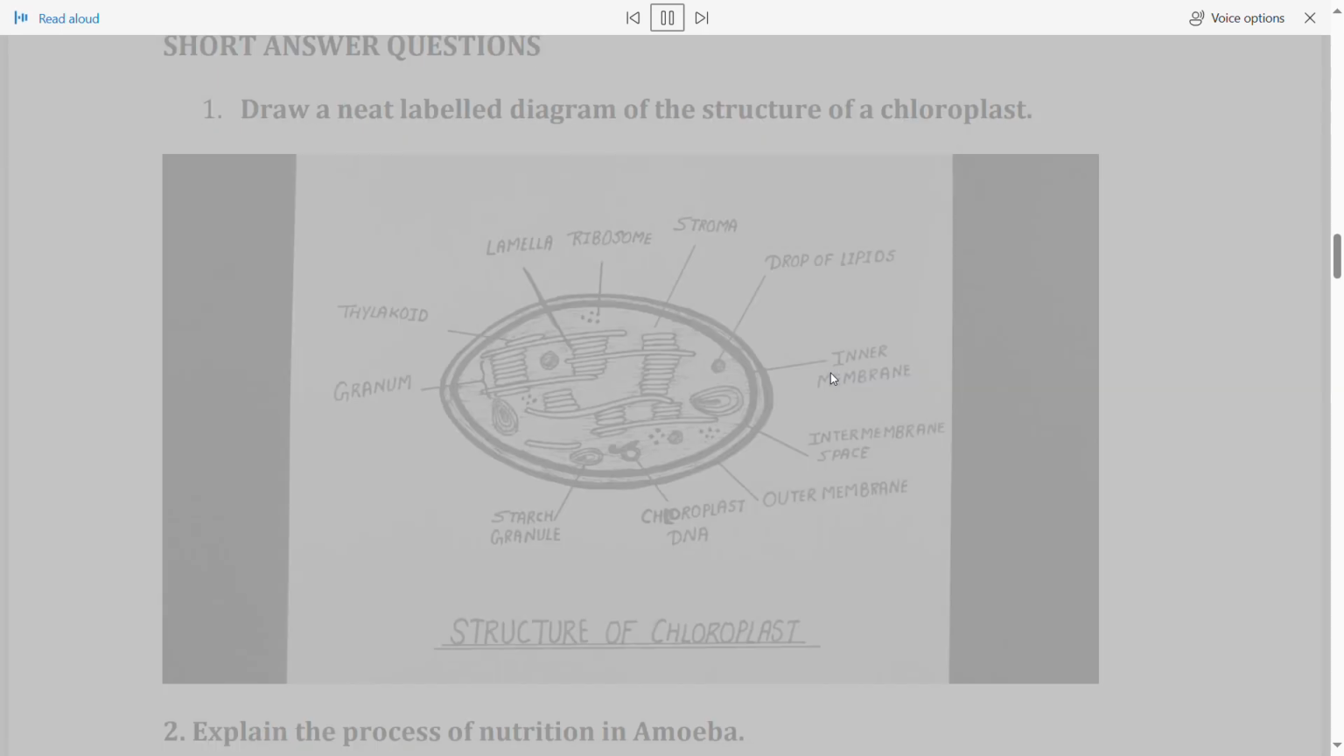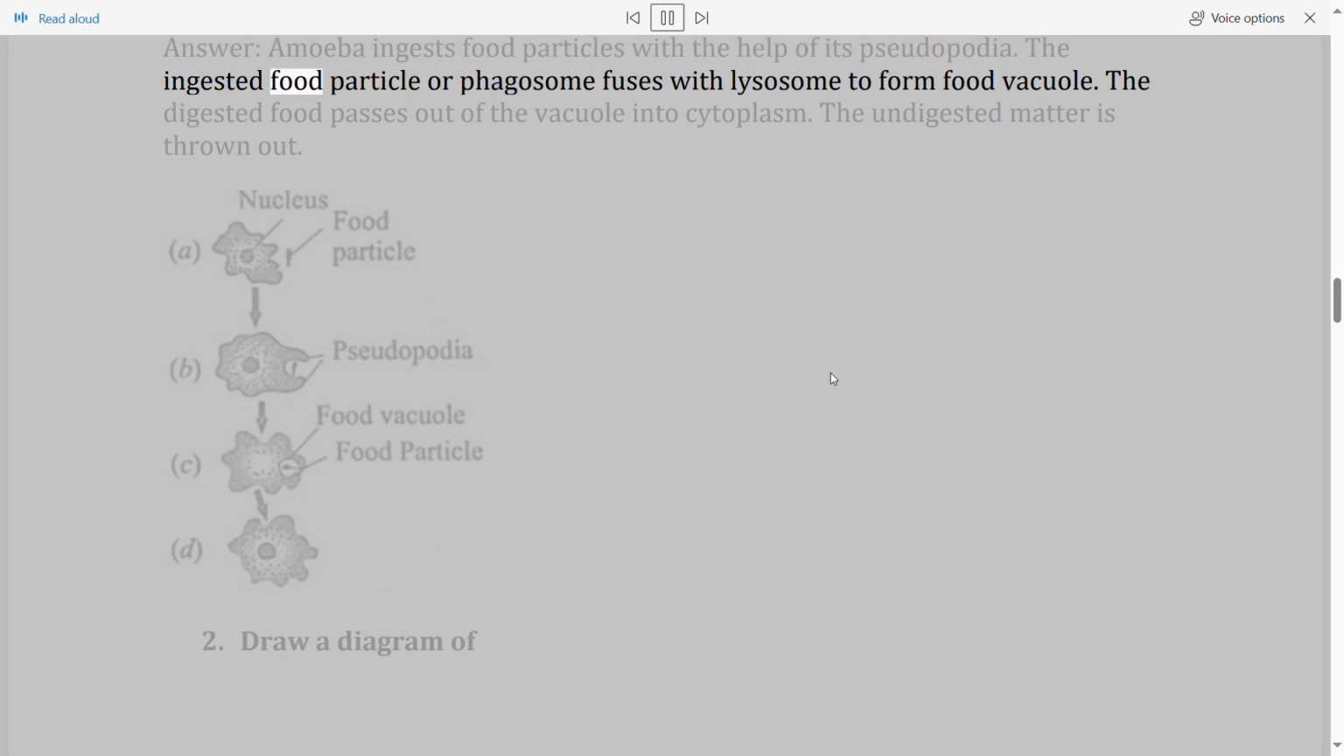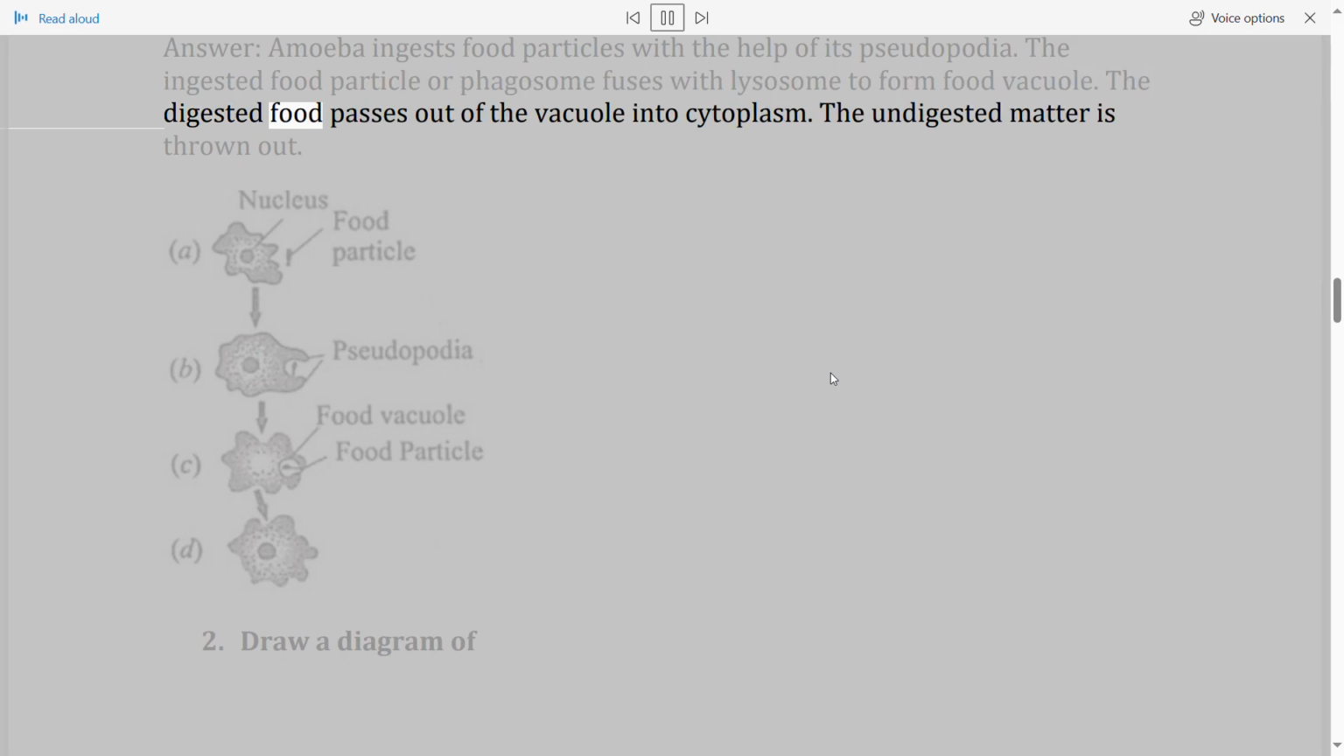Short answer questions. 1. Draw a neat labeled diagram of the structure of a chloroplast. 2. Explain the process of nutrition in amoeba. Answer. Amoeba ingests food particles with the help of its pseudopodia. The ingested food particle, or phagosome, fuses with lysosome to form a food vacuole. The digested food passes out of the vacuole into the cytoplasm. The undigested matter is thrown out.